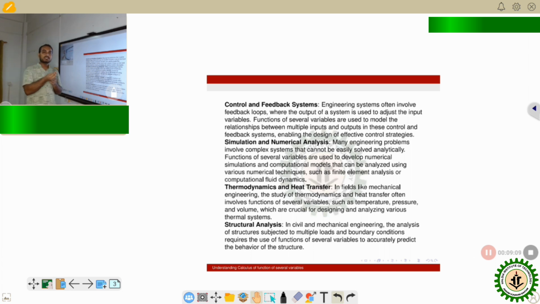So maximization of production means maximizing the function of several variables, the output variable, and for that you need to know how we maximize the function. So for maximization of this function, you need to know the calculus of these functions also. So in this video, we are going to understand how we can maximize or optimize real life problems with the help of functions of several variables. That is basically the core objective: to understand the calculus of functions of several variables to maximize or optimize real life problems in terms of mathematics.